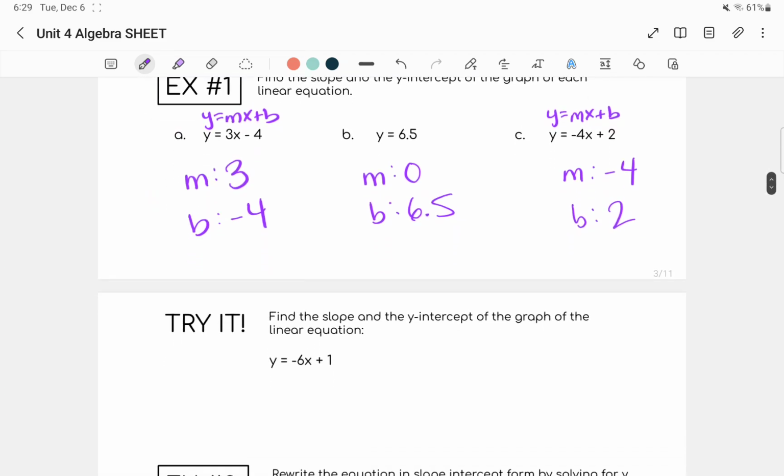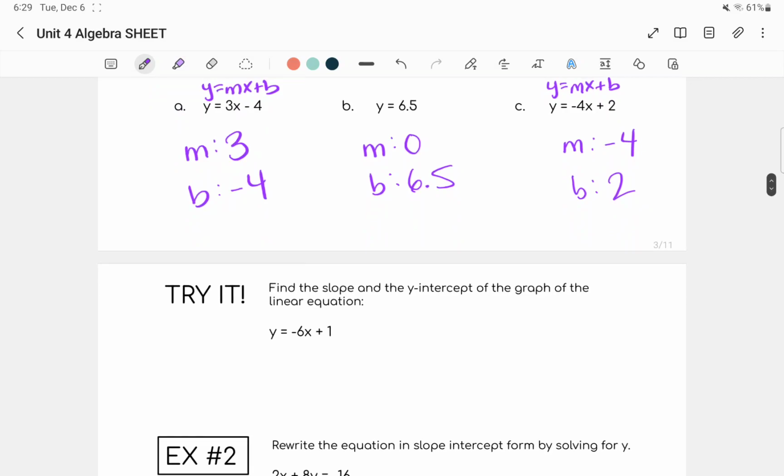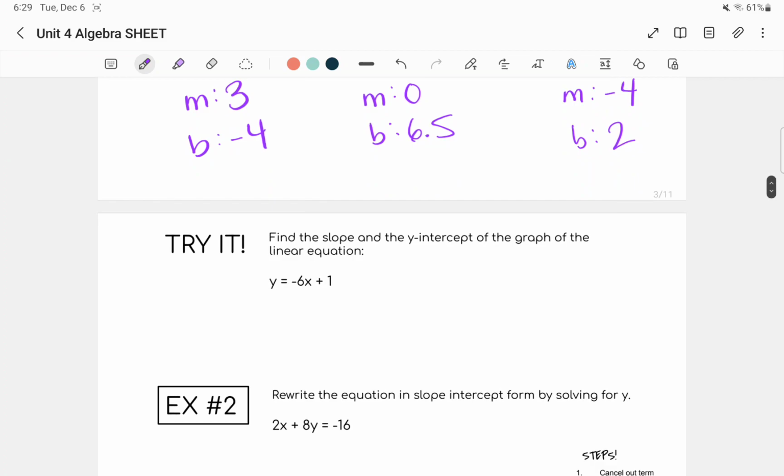Now we are going to go in. Oh no, sorry, there's a try it. So go ahead and pause the video and see if you can do this one on your own. Go ahead and pause now. All right, so hopefully you wrote down the answer. So our m, now see if you're right. Our m is -6 and our b is +1. So if you got that right, perfect, keep moving. If not, maybe you want to rewind or come ask me for help.